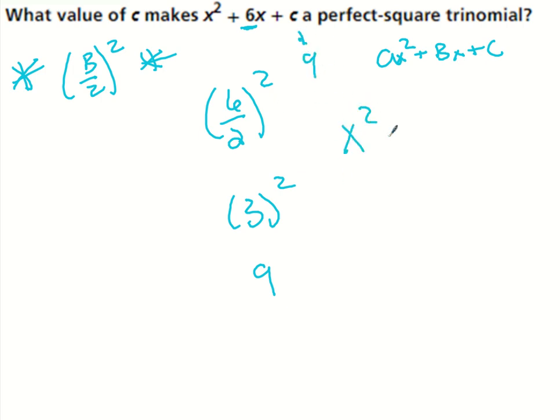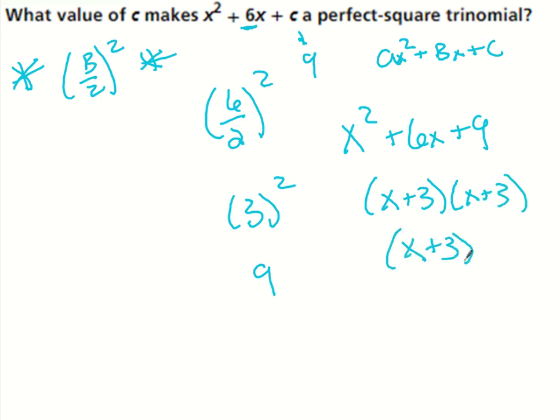Let's look at if that worked. If I plug in a 9 here, I'm looking for factors of 9 that add up to 6. Well, 3 times 3 is 9, and 3 plus 3 is 6. So it's x plus 3 and x plus 3, which is x plus 3 squared. So that makes it a perfect square trinomial. This process is what we're going to be using to complete the square and solve these.